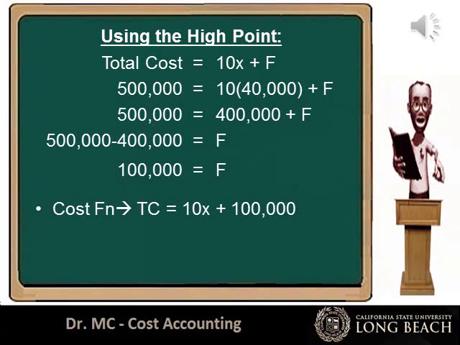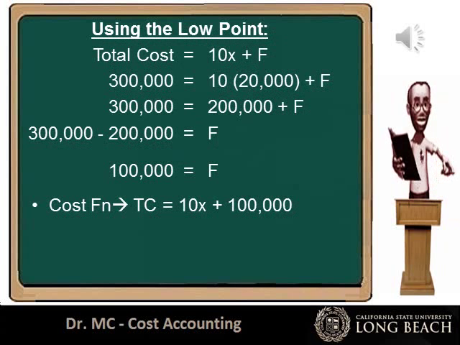If you use the lowest activity month, you will get the same amount of fixed costs. Using the data for the lowest activity month, you get $300,000 is equal to $10 times 20,000 units plus the fixed costs. Moving the $200,000 to the other side of the equation, you get $100,000 equals the fixed costs.